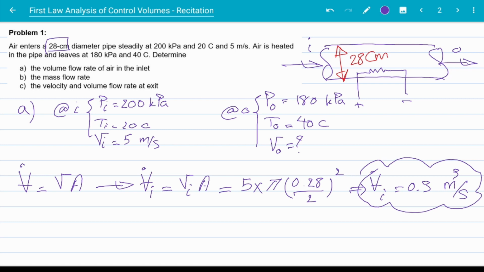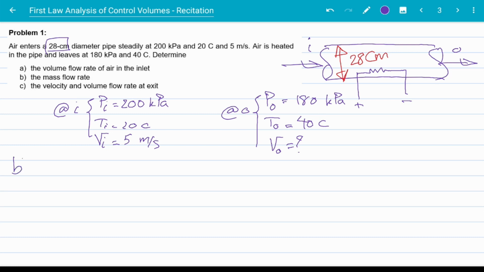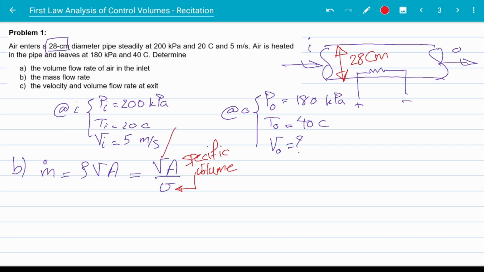So that's part A. You just need to know the equation for the volumetric flow rate and then plug in numbers and you get the final answer. Okay, for part B, we are asked to find the mass flow rate. Now, mass flow rate, m dot, is density times velocity times cross-section area, or velocity times cross-section area over the specific volume. Just to make sure, I'm going to write the specific volume here. So we know that this is small letter v, and this is capital letter V showing the velocity.